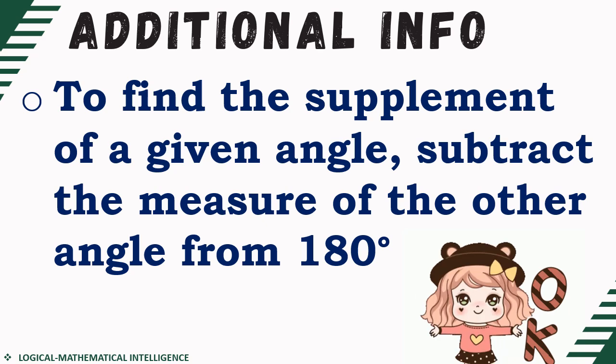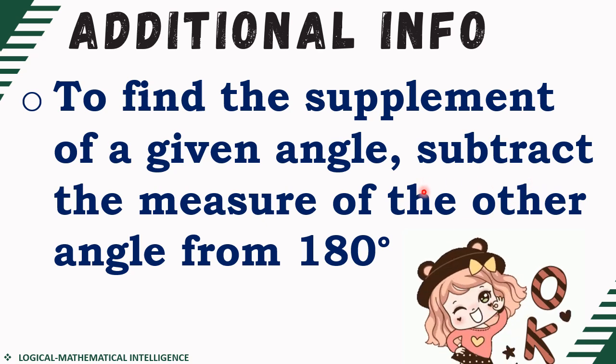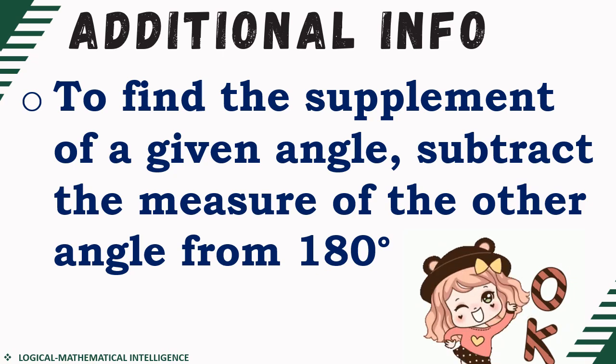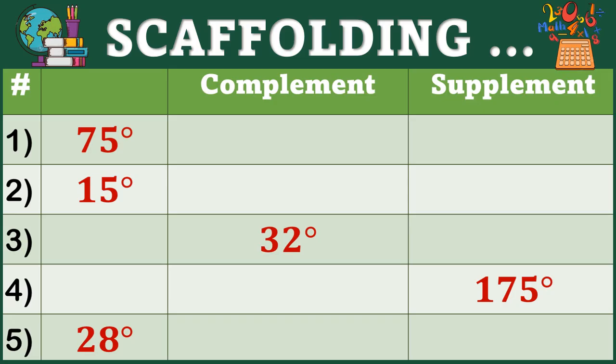So, the other way around, again, we're going to subtract the measure of the other angle from 180 degrees. Now, for our short activity, let's find the complement of a 75-degree angle. Basically, this is our given, or the hint. Okay, so we have a 75-degree angle. What's the complement? That means 90 minus 75, that would be 15 degrees.